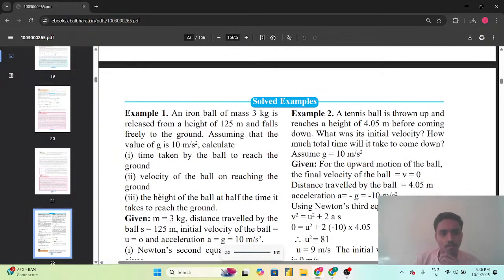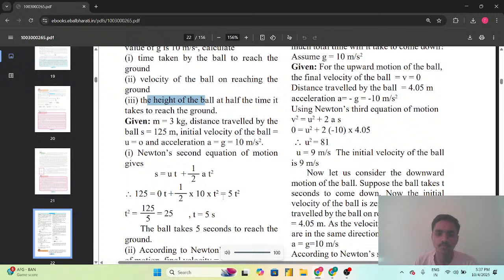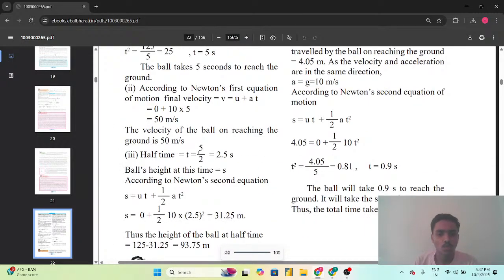Then third, we have to calculate the height of the ball at half the time it takes to reach the ground. So we have to find the height of the ball at half the time, that means t by 2. We have calculated t, that is 5 seconds. After dividing it by 2, we get the time 2.5 seconds. So we have to find the ball's height at this time.